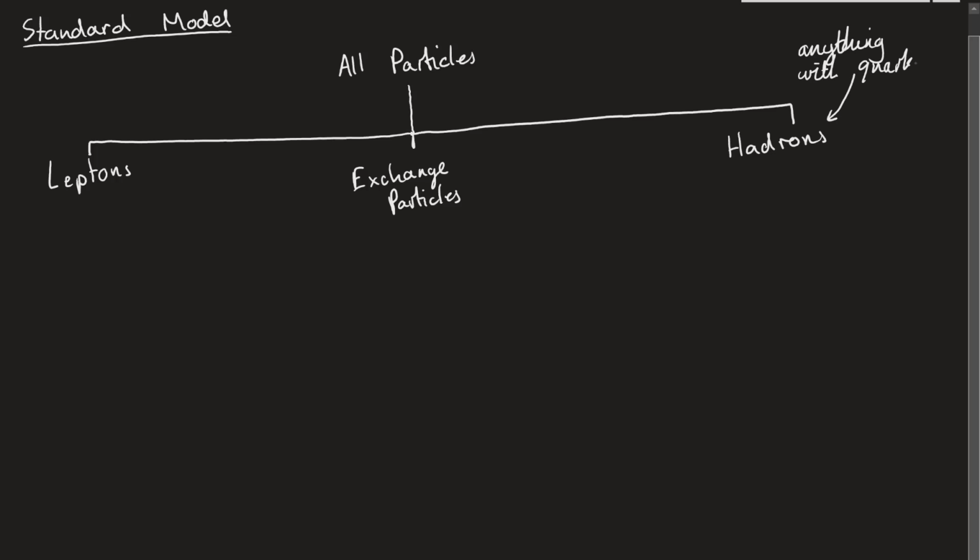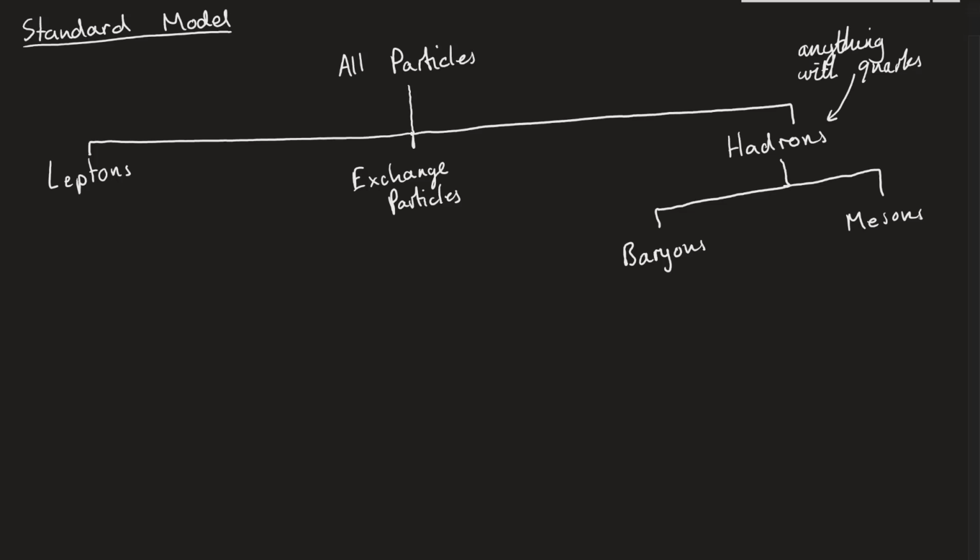And therefore we know hadrons can be split into baryons, but also into mesons, like we saw in the quark video. Okay, so now that we've got all of the categories that we can sort things into, we can now look at what particles fit into these categories.